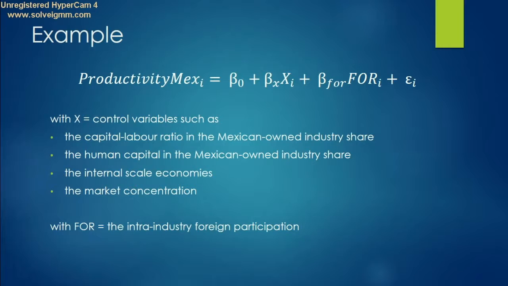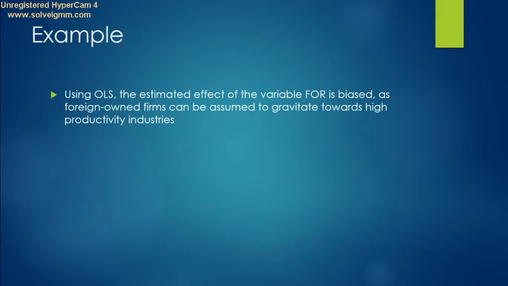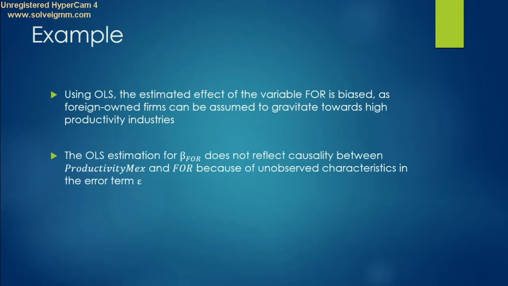We could estimate this regression using OLS estimators, but our results would be biased. Indeed, many authors claim that the foreign-owned firms are assumed to gravitate towards high productivity industries, which is a case of reverse causation. Therefore, the OLS would not reflect causality between the dependent variable and the variable of interest, since there are other factors to take into account included in the unobserved characteristics in the error term. That way, we can say that the intra-industry foreign participation variable suffers from endogeneity.